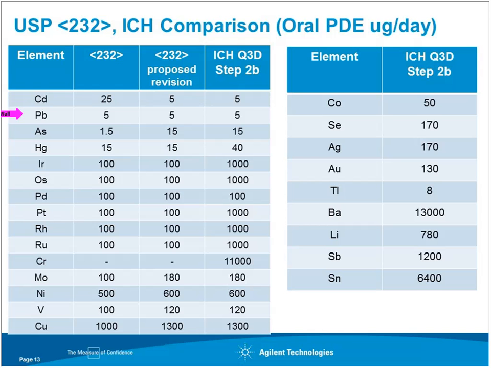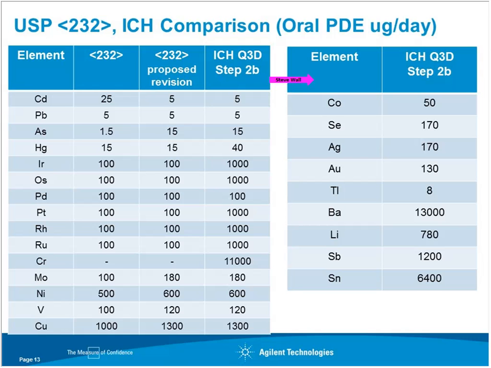Mercury, on the other hand: mercury for 232 was 15 micrograms per day. ICH proposed 40, but USP said no, we're going to stick with 15. So there's not an alignment currently between ICH and USP for elements such as mercury, and we can see some other ones here as well. For molybdenum, molybdenum did change as well. Some of these other ones, like the metal catalysts, were still at an order of magnitude lower for 232 proposed as compared to the ICH.